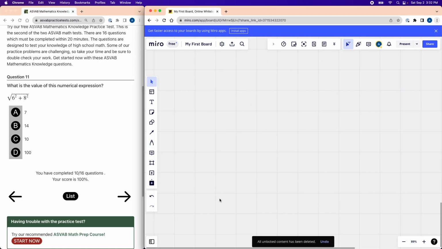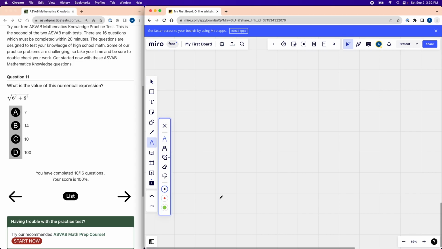All right, what is the value of this numerical expression, the square root of 6 squared plus 8 squared? All right, so press pause and try and solve that one on your own. All right, hopefully you attempted that one here.